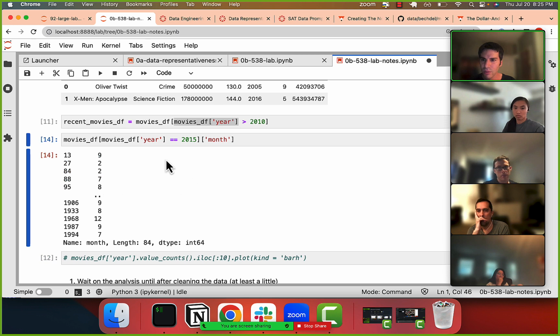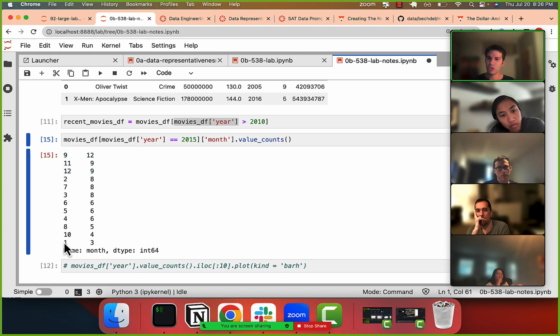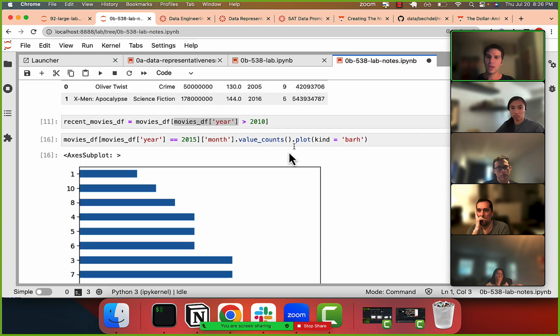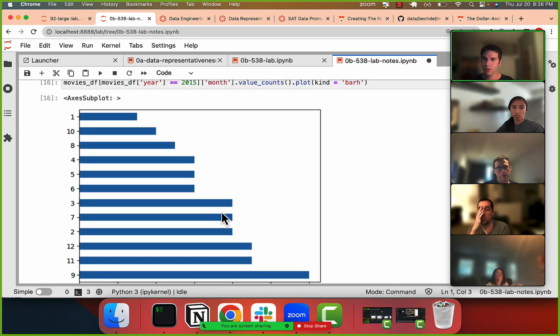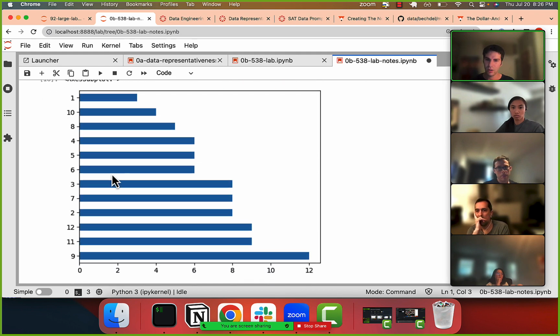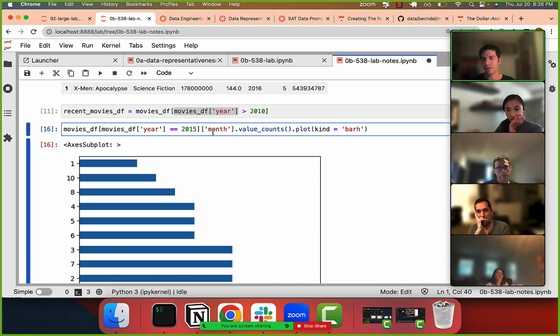Oh, I want to get the... Oh, I want value counts. Sorry about that. Let's do value counts. Okay, so this is each month. And there's not a lot, we only have 95. And now let's plot kind equals barh. I just want to see, are we getting movies from all months, or are we limited in some way? And we are getting them, right? It seems okay to me. I'd expect that the holiday season would have more movies, so that's okay.